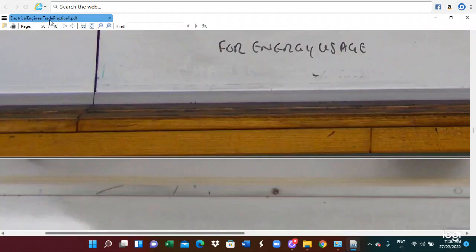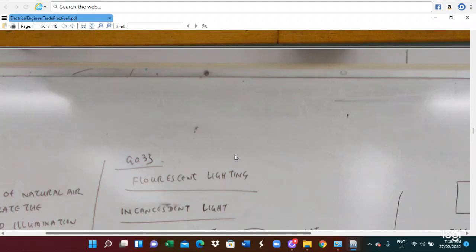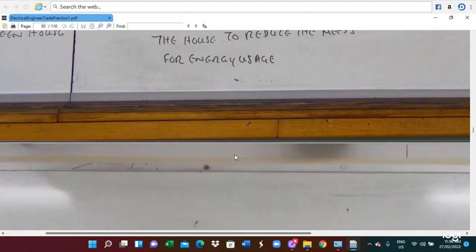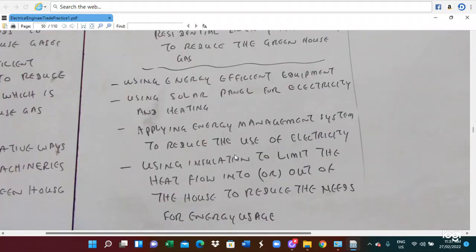Okay, so in today's lesson, we have electrical trade 2, the higher electrical trade. We talk about the energy efficiency, greenhouse gas, as well as the electrical circuits configuration.